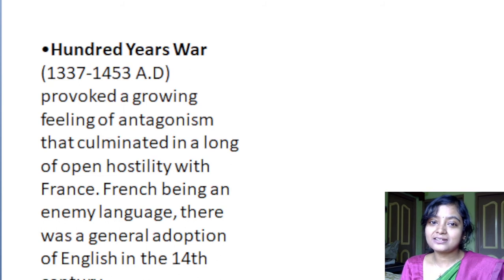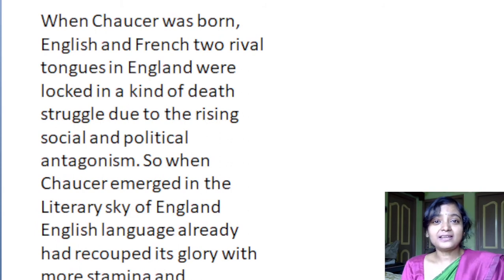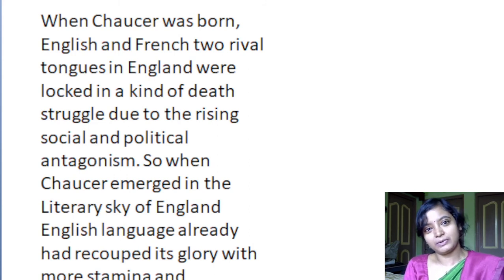Now, with the Hundred Years' War, what happened? The Hundred Years' War provoked a growing feeling of antagonism that culminated in a long and open hostility with France. And French being an enemy language, Englishmen thought we should not get attached to that, and they gradually became involved in the English language again. But the English they got involved with was not the same English that we read about in the Old English period. It is a modified version. It gets mixed with French. For 200 years, English got mingled with French, and it is a modified version that has no similarity with the Old English period. It is a new version. It is the Middle English period. So it is Middle English.